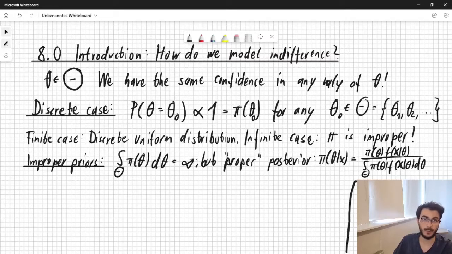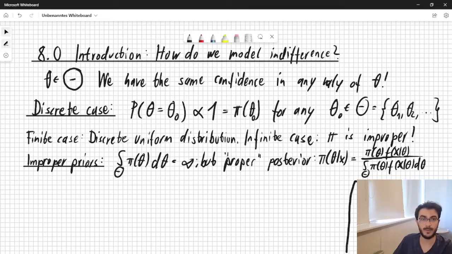Nevertheless, we're going to see very shortly that improper priors are the only priors fulfilling certain properties which we're going to need if we really want to model indifference. Anyway, we've actually solved this already for the discrete case. Even though our prior is improper, it still fulfills our demand that we have the same value, the same confidence, quote unquote, for every parameter theta.